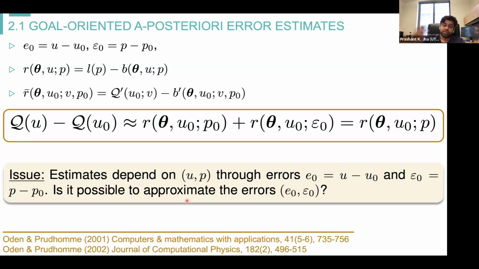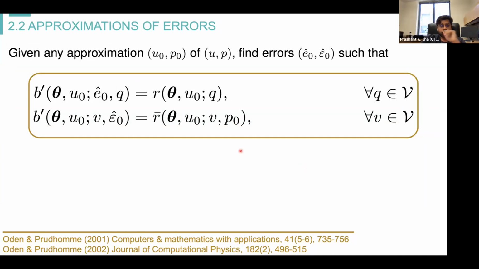So this brings us to another question. In this talk, it looks like I am asking a lot of questions, but this is the question that will ultimately give us what we really need. Is it possible to approximate the errors E0 and epsilon 0? The answer is yes, and I'm not going into detail, but the calculations are very elementary, and this really goes back to the classical work by Dr. Oden and some other folks at that time. And the answer is here.